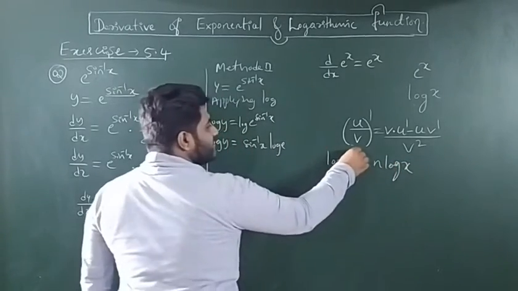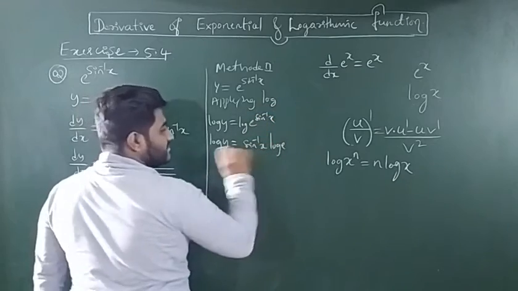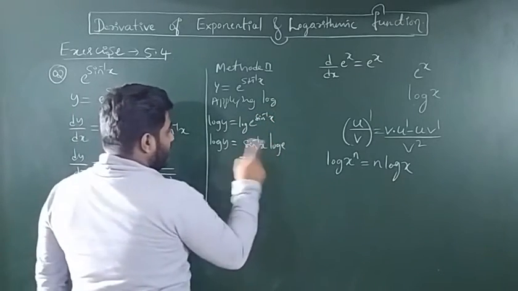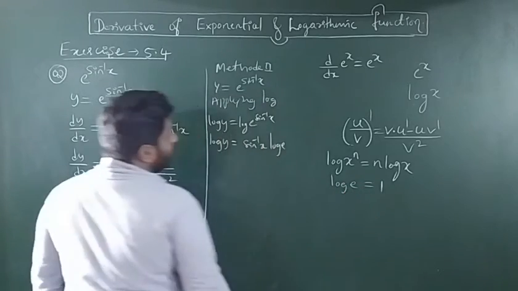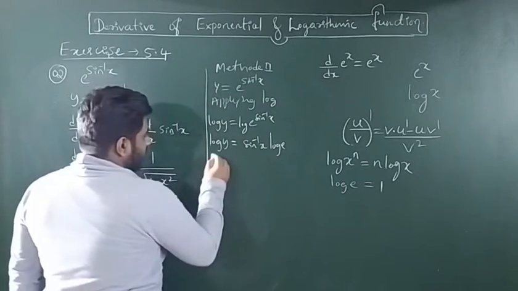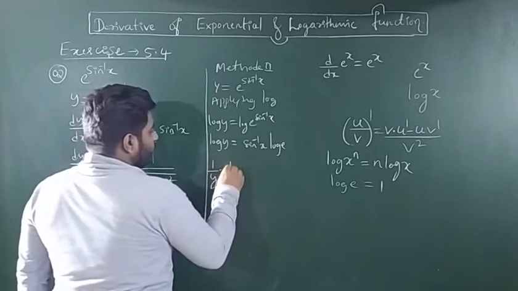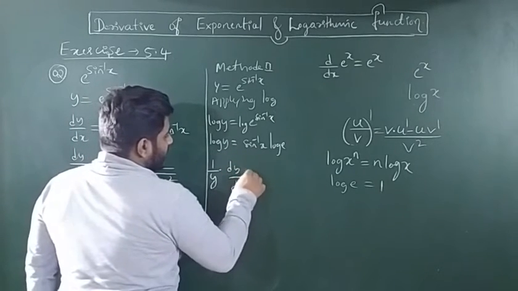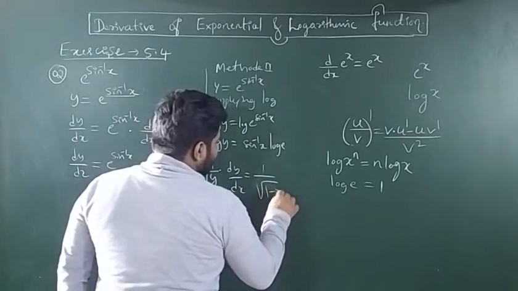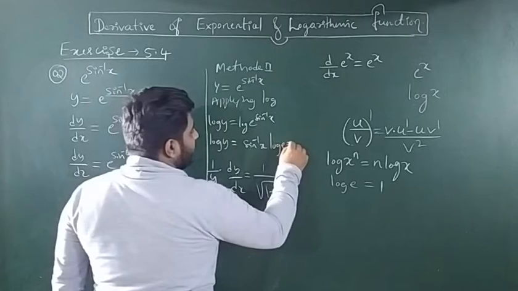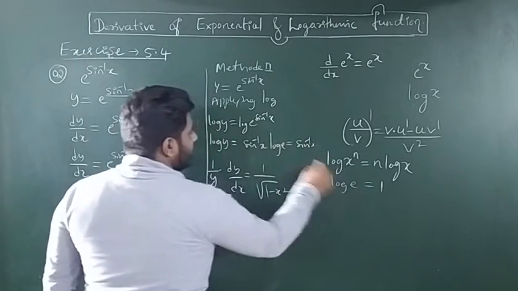So whatever the power is, that is multiplied in front. Look here, the e to the power is multiplied in front. And log e value is 1. Log e value is always 1. So therefore now differentiate. Log y differentiation is 1 by y into dy by dx. Sine inverse x differentiation is 1 divided by square root of 1 minus x square. Already log e value is 1, therefore this is only sine inverse x.